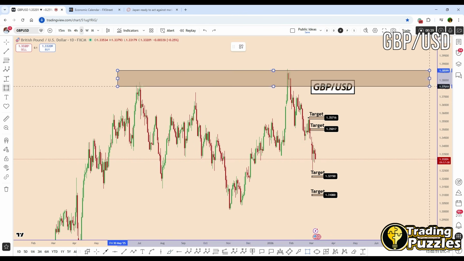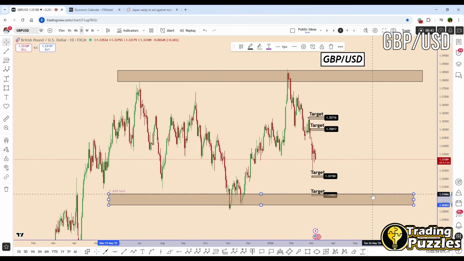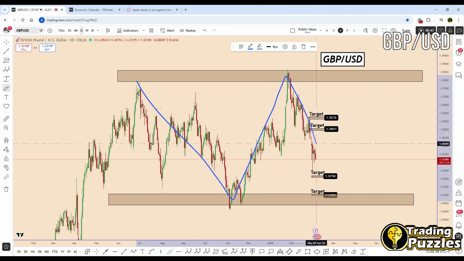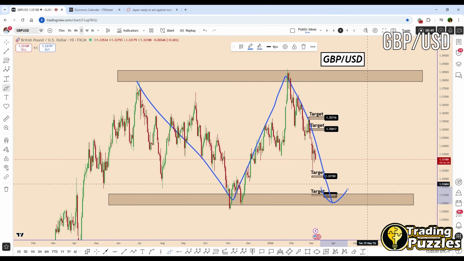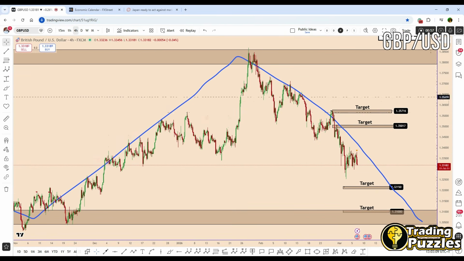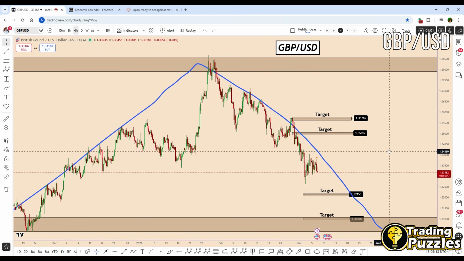On the daily chart, GBPUSD is moving inside this large trading picture. This is the range trading movement that we are looking at, but it's a bit more complex on a lower time frame. So on a lower time frame, on the 4-hour chart, the price has a clear bearish structure.